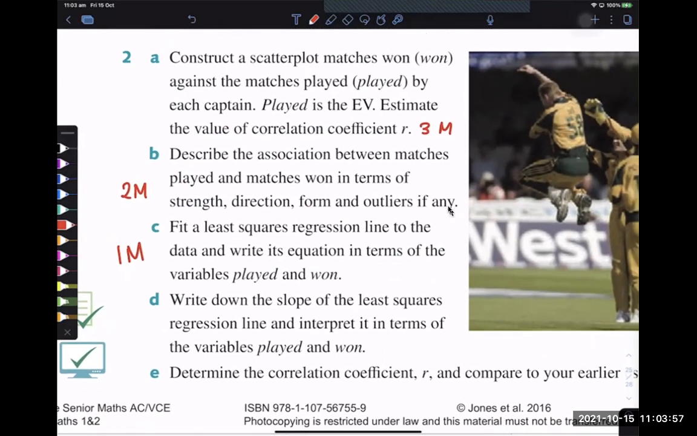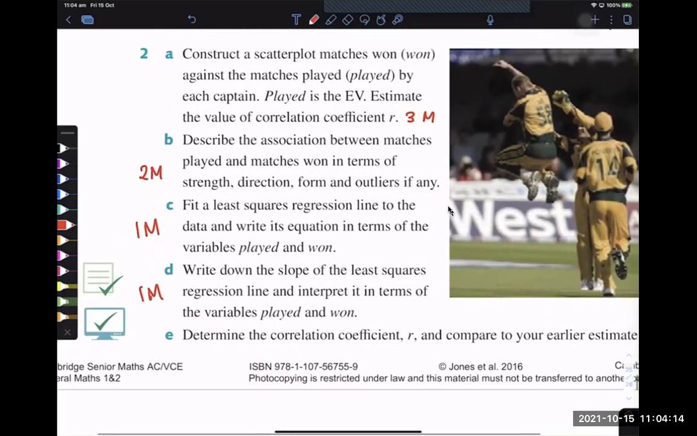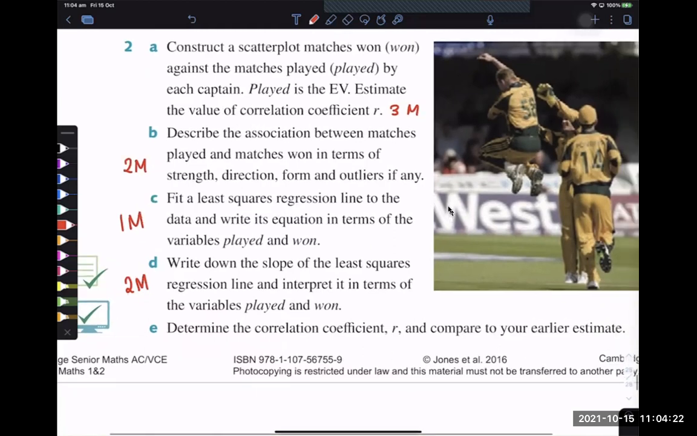Write down the slope of the regression line and interpret it in terms of played and won. So remember, this is our B value. We would give that 1 mark. Maybe 2, because you have to state the slope, the value, and then you have to interpret it as well.